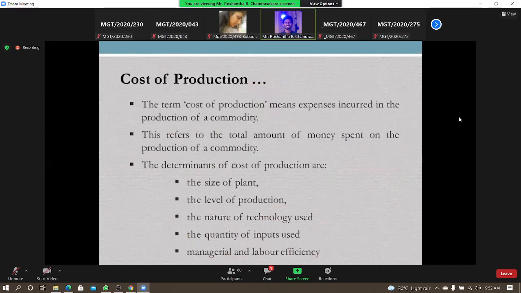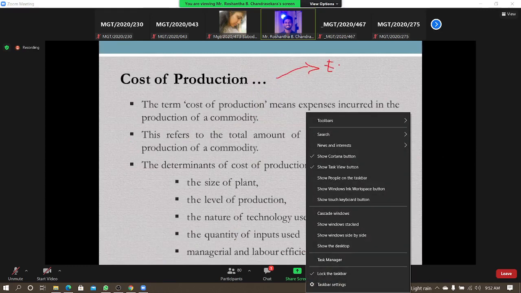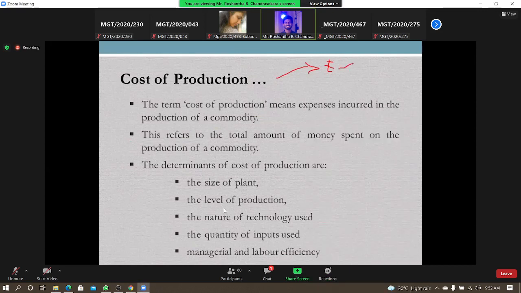So cost of production, simply, it is mainly the expenses that are expended in the production process. To produce the commodity, what types of different expenses we need to incur is mentioned in the cost of production. Or otherwise, it is the total amount of money spent on the production of a commodity, the amount of money we spend.